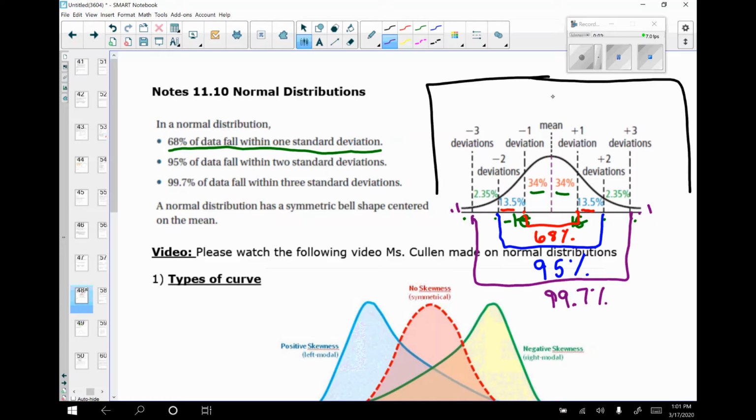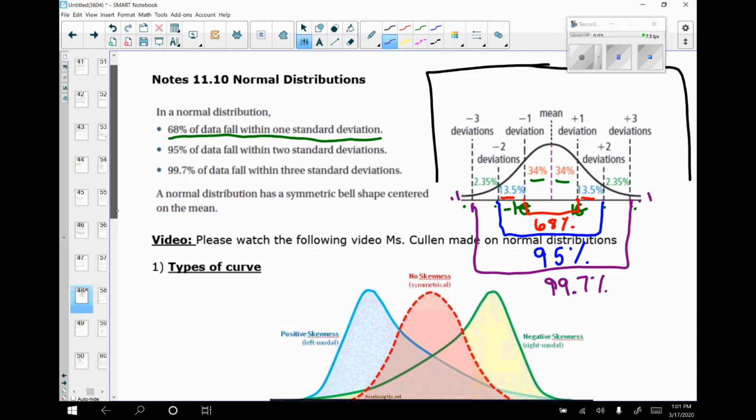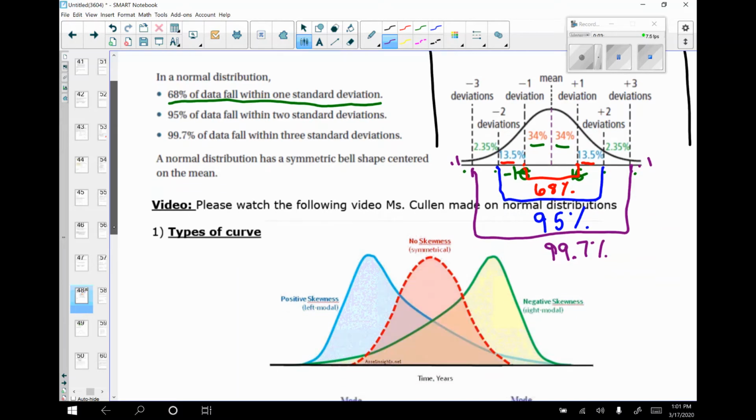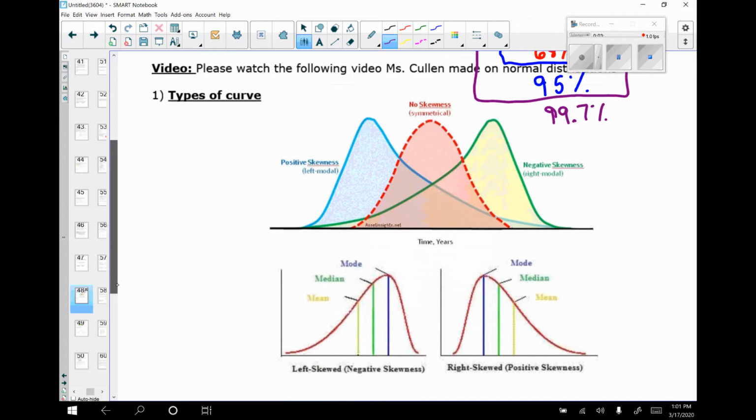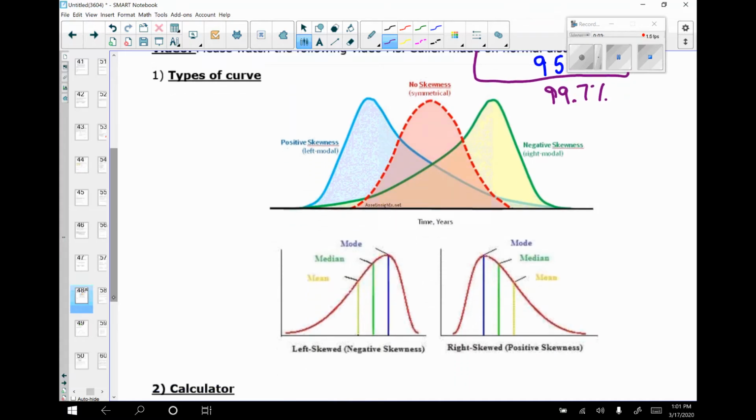Symmetric means if I took this and I folded it in half, they would lay on top of each other, and as you can see, they kind of mirror each other, the data. Okay, so that's the base of it. Now, when we come down here, we're going to talk a little bit about skewness. Okay, there are different types of curve. Now, I want you guys to exit this out because I don't want you to get confused about skew to the left and skew to the right. So we're just going to kind of do that.